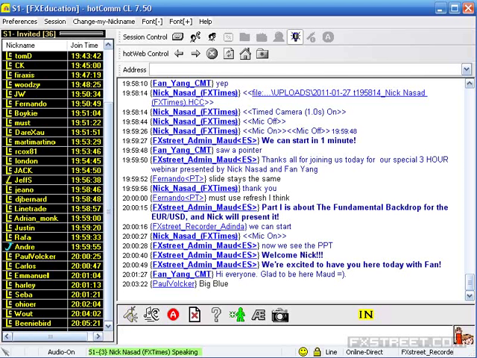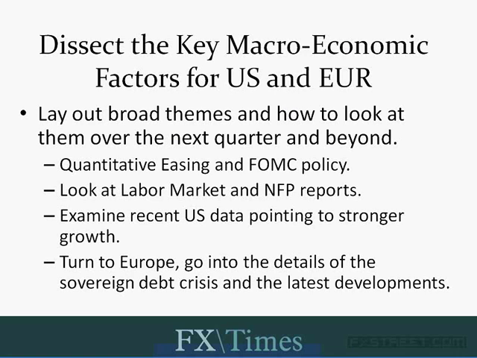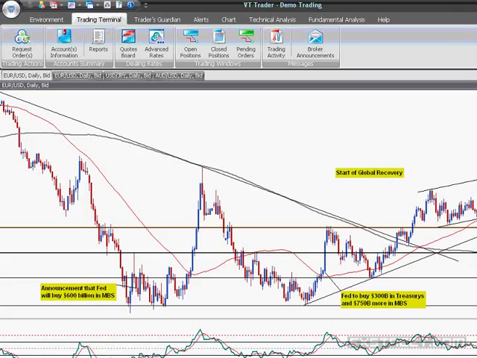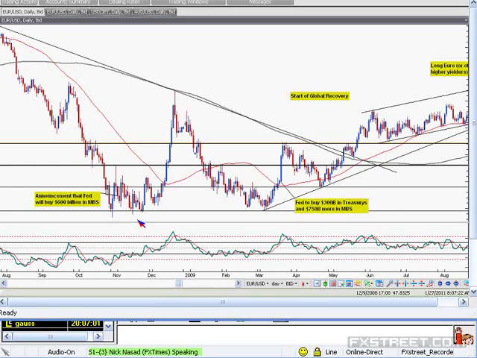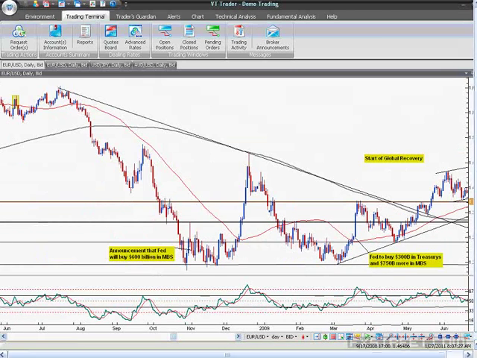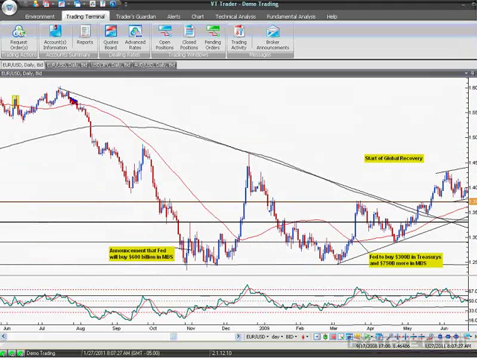All right, so let me start by bringing up a chart of the euro-dollar. Let's take a quick look at context, and then we'll go through and break down these macroeconomic factors. On my chart of the euro-dollar, we're looking at the daily time frame, starting following the financial crisis in late 2008, where we had the euro-dollar plunging from its highs near 1.60 down to 1.25.